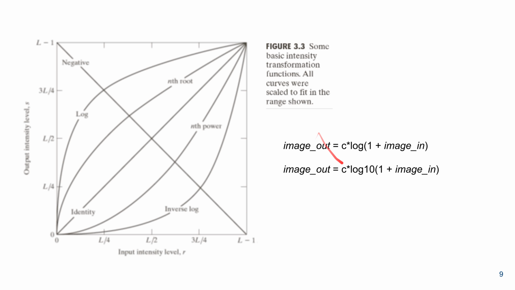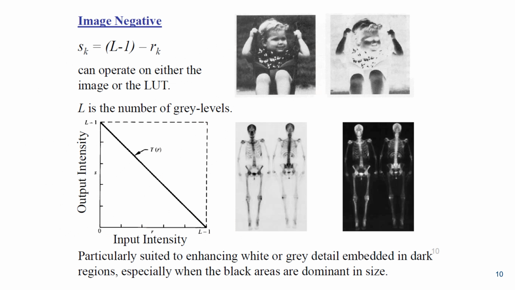So this shows you an example of a log function we could use for transforming the pixel values. There's our image input values, 1 plus that, times C, a parameter we can define, and that gives us a new output pixel value. And in some situations that's going to give us improved contrast.